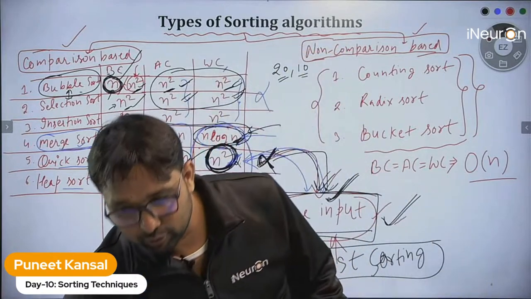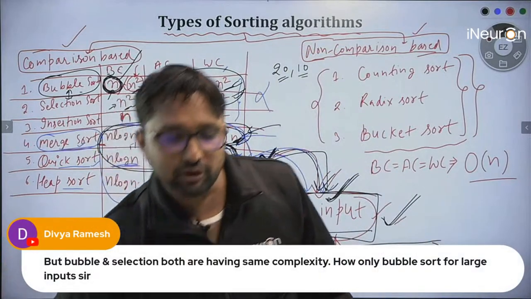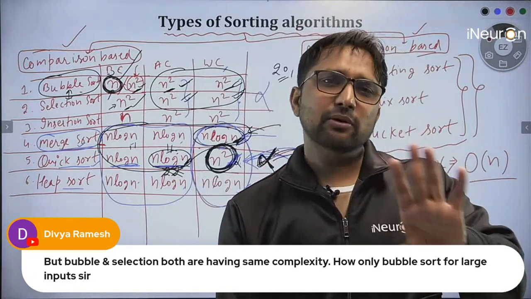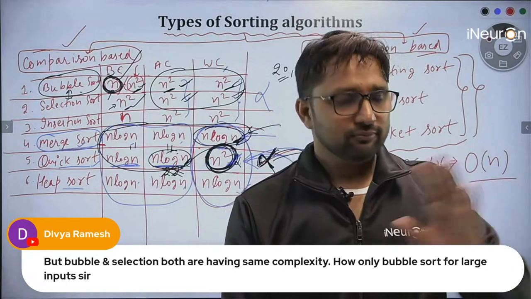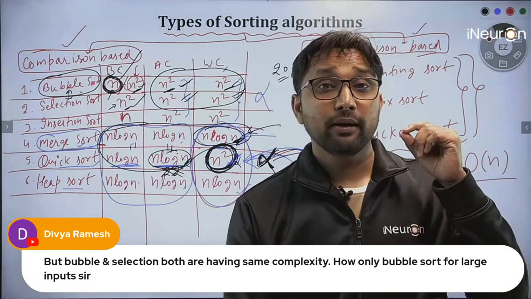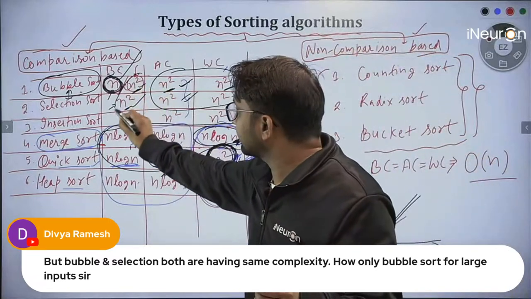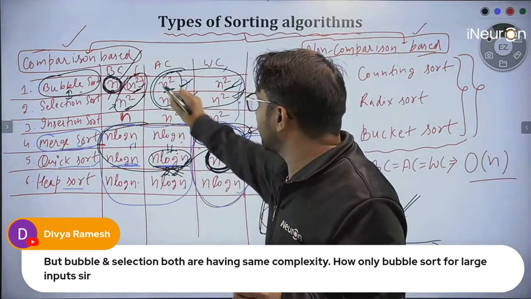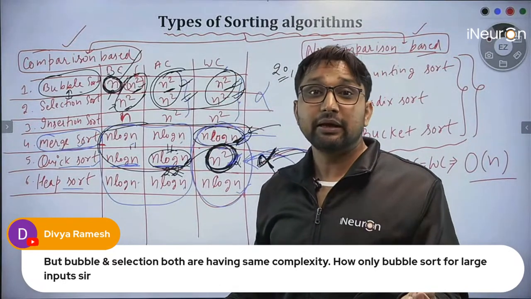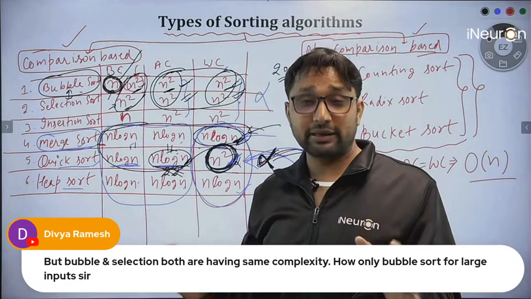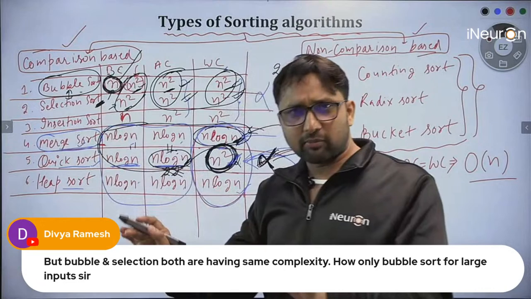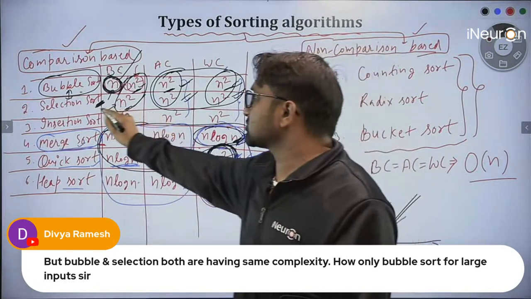Yes, Divya, I'm coming to the same question. So let me highlight your question over here. The first thing is clear: only in one case will bubble sort take n time, that is when the array is sorted. But in all other cases, asymptotically both are taking n square, the same amount of time. But if I do not talk about asymptotic notation, then selection sort will take less time.